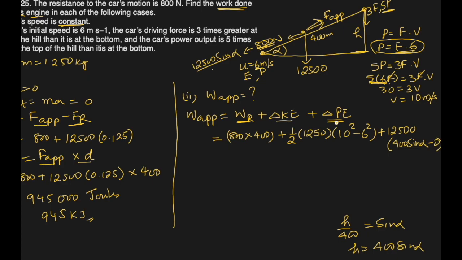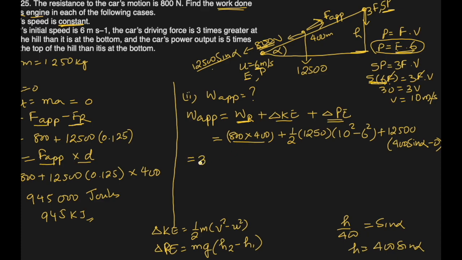So if you don't know these formula, let me write them here. Delta KE is always equal to half m times final velocity square minus initial velocity square. Delta PE, potential energy, is equal to mg times final height minus initial height. Now that's what I've done here. Change in kinetic energy, change in potential energy. All right.